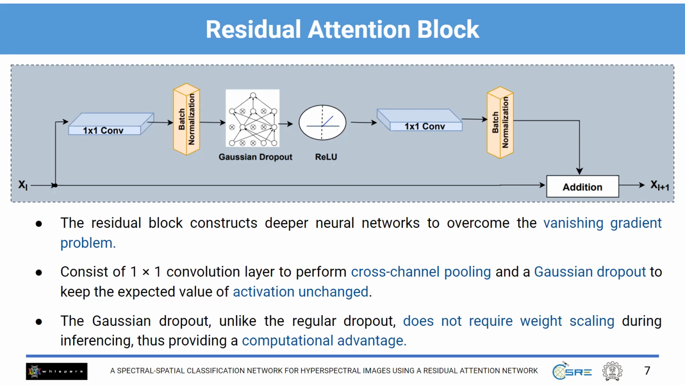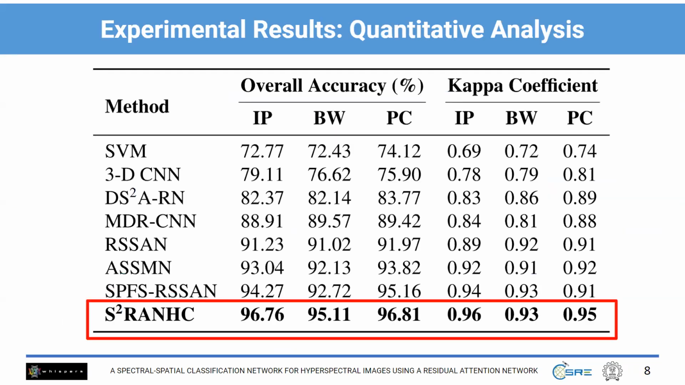In the residual network, the idea was to construct a deeper neural network to overcome the vanishing gradient. It consists of 1 cross 1 convolution layer to perform cross-channel pooling and a Gaussian dropout to keep the expected value of activation unchanged. The Gaussian dropout, unlike the regular dropout, does not require weight scaling during inferencing, thus providing a computational advantage.